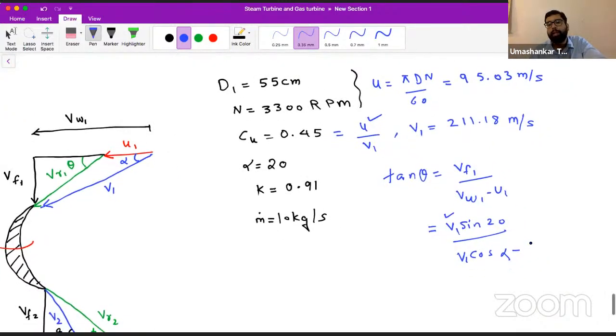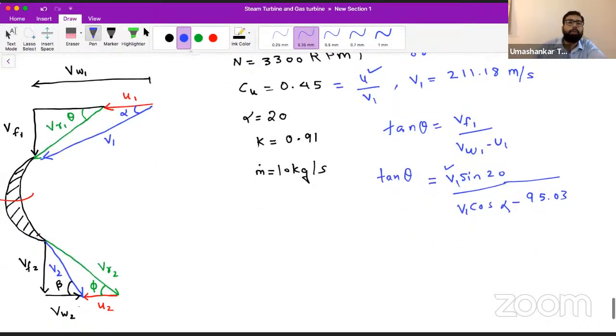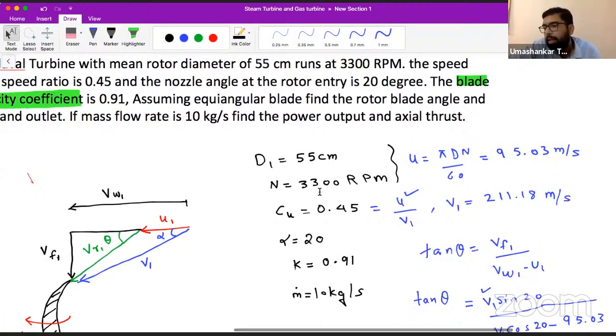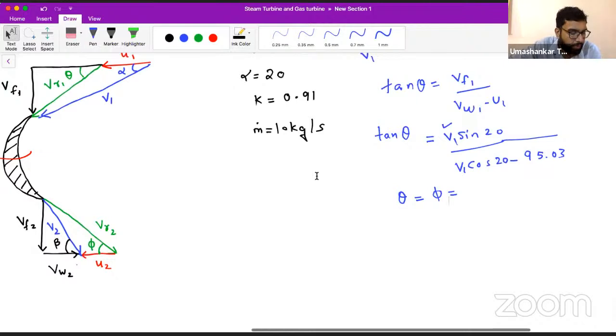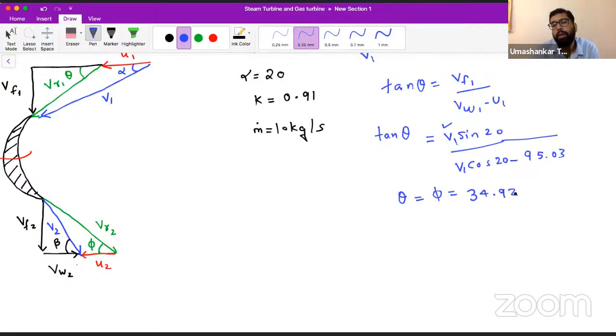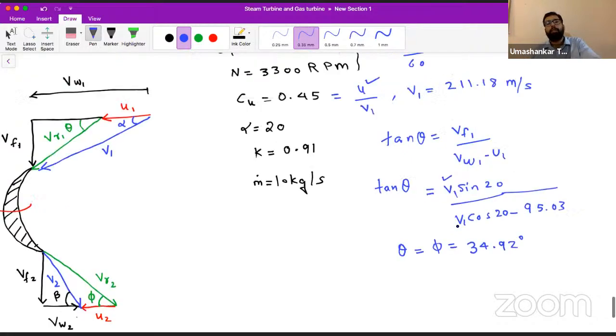U we have calculated as 95.03. So from here you can calculate your theta value. Alpha we have, it is 20 degree. And we know that theta and phi are the same because it is given to us that the turbine is equiangular. So we have theta is equal to phi is equal to what? It is equal to 34.92 degree, as you have already mentioned. So we have done the first part of the question.